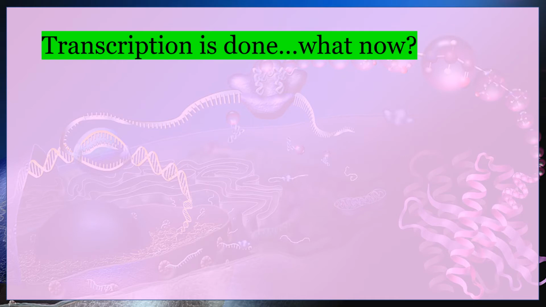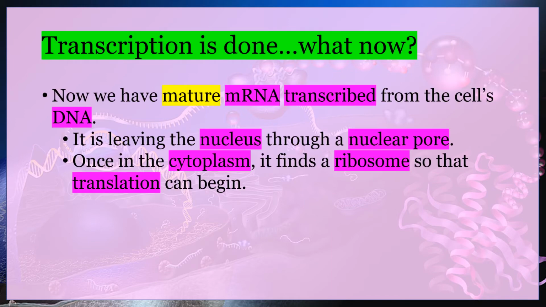So transcription is done. What now? Now we have mature messenger RNA transcribed from the cell's DNA. It is leaving the nucleus through a nuclear pore. Once in the cytoplasm, it finds a ribosome so that translation can begin. We know how messenger RNA is made, but how do we read that code?